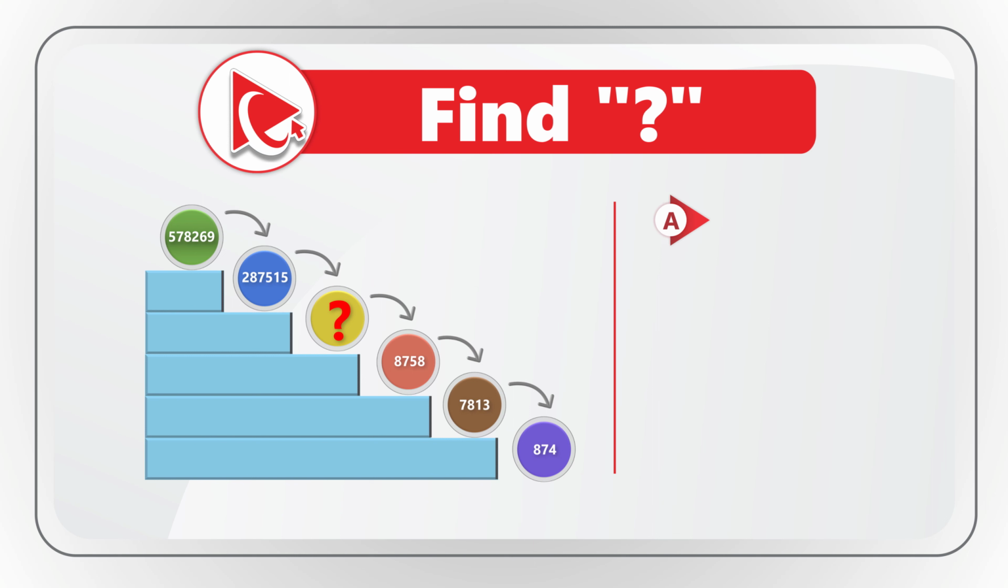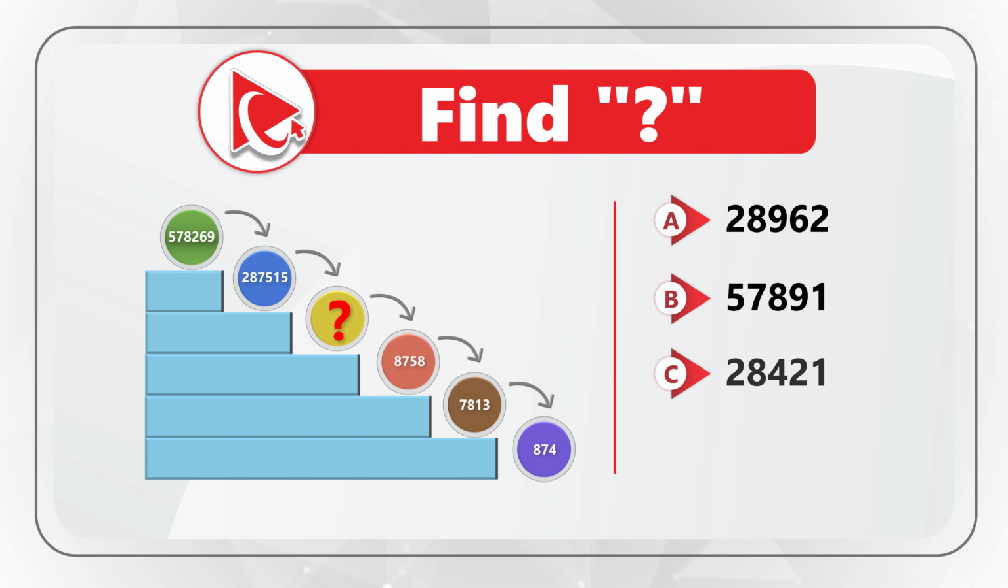Choice A, 28, 962. Choice B, 57, 891. Choice C, 28, 421. And last but not least, choice D, 57, 826. Take a close look to see if you can complete the calculations.